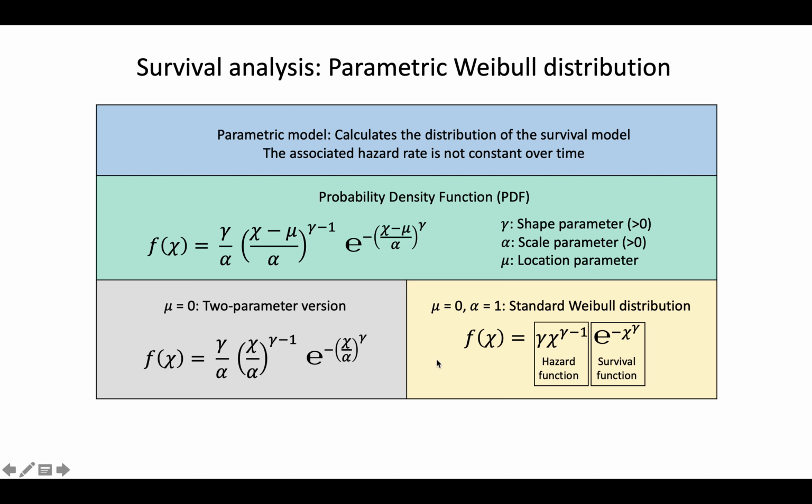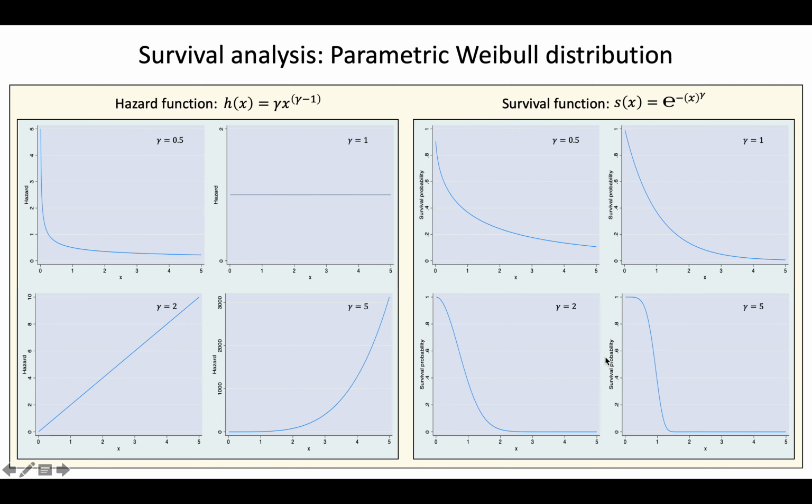But basically, when the location parameter is 0 and when the scale parameter is 1, so we are talking about the standard Weibull distribution, which is represented by this function, and is nothing else than the hazard function, which is represented here, times the survival function here.